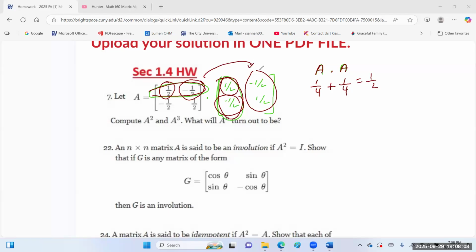And then you go to the second one. 1/2 times -1/2 is -1/4. And you are adding -1/2 times positive 1/2, which is -1/4. Right? -1/2 positive 1/2 is -1/4. So you get -2/4, which is -1/2.